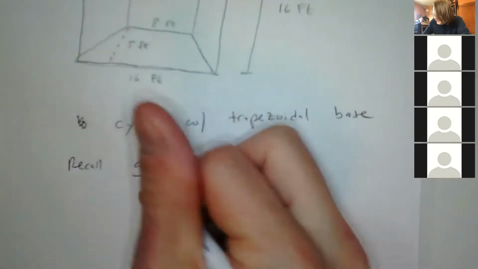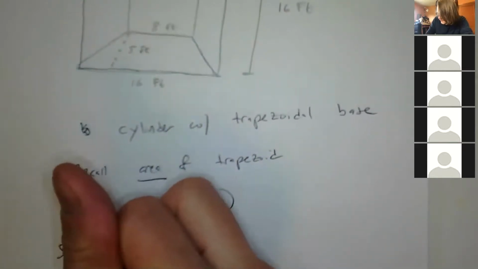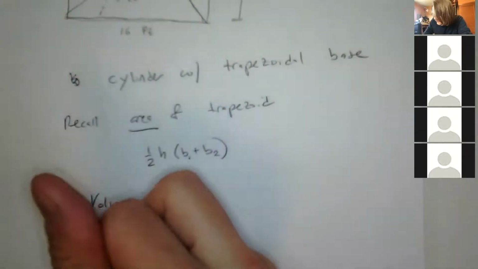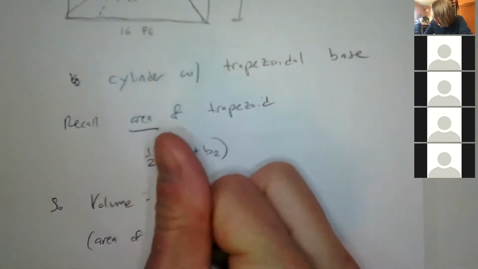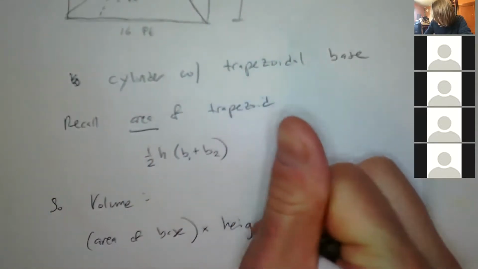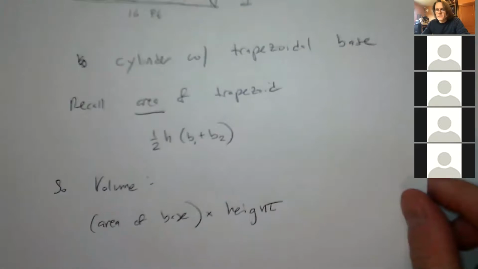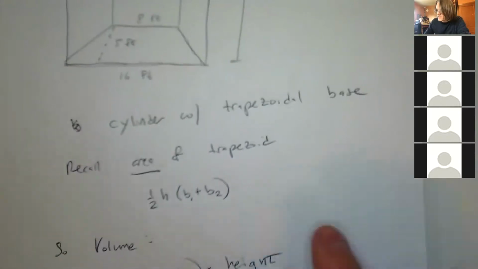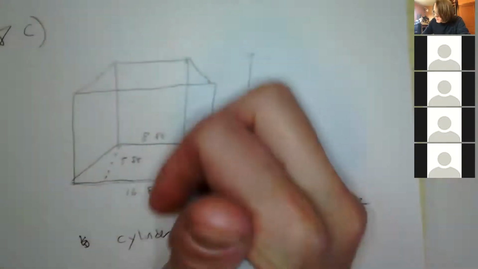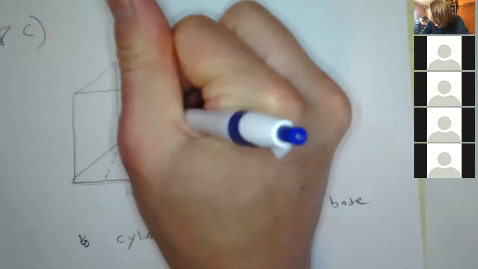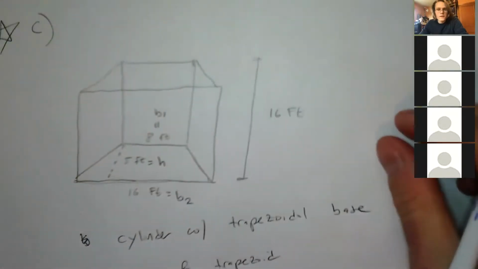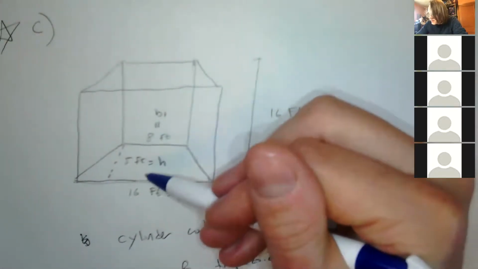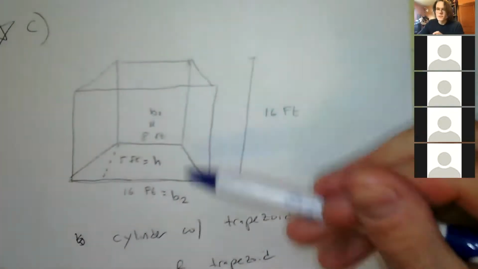So that's the area. And so the volume is going to be the area of the base times the height. The height I said was 16. And the area of the base was 1/2 H times B1 plus B2. So I'll label this one B2, this one B1, and that H. My formula for the base area gives me 1/2 times 5 times parentheses 8 plus 16.